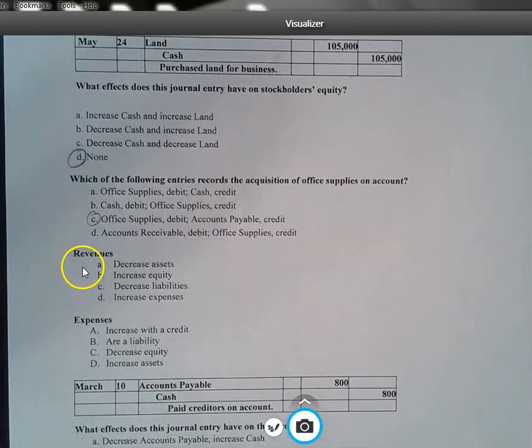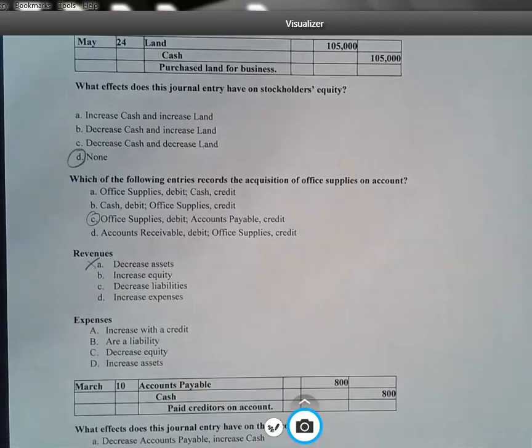All right, next question says simply revenues decrease assets, increase equity, decrease liabilities, increase expenses. I really hope that you can get this right. Now, I will say this. If we're talking about sales revenue, a lot of times when we use the word revenue, we're talking about service-related business. But I will say this. If we're talking about sales revenue from a merchandiser, revenues actually will decrease assets, and we'll talk about that later. But that's not, in the spirit of this question, the correct answer.